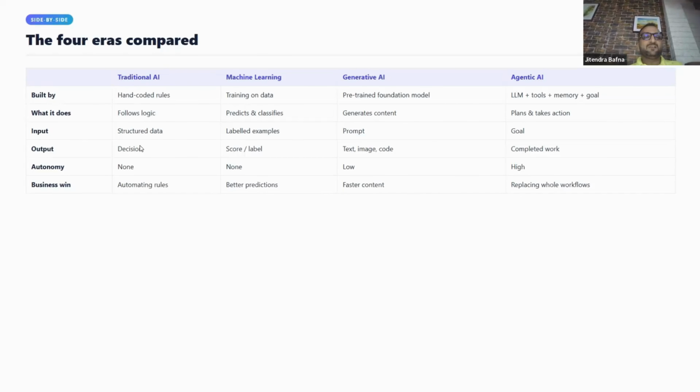Then the output will always be a decision, like if X, then the output will be Y. For machine learning, the output is a score or label: it will classify the data or predict something. Generative AI generates text, images, and code, and agentic AI will perform the task, whatever task you have given, it will complete that task, right? Autonomy is none in traditional AI, and none in machine learning. Generative AI has some low autonomy, but agentic AI is a highly autonomous system. You can build highly autonomous systems.